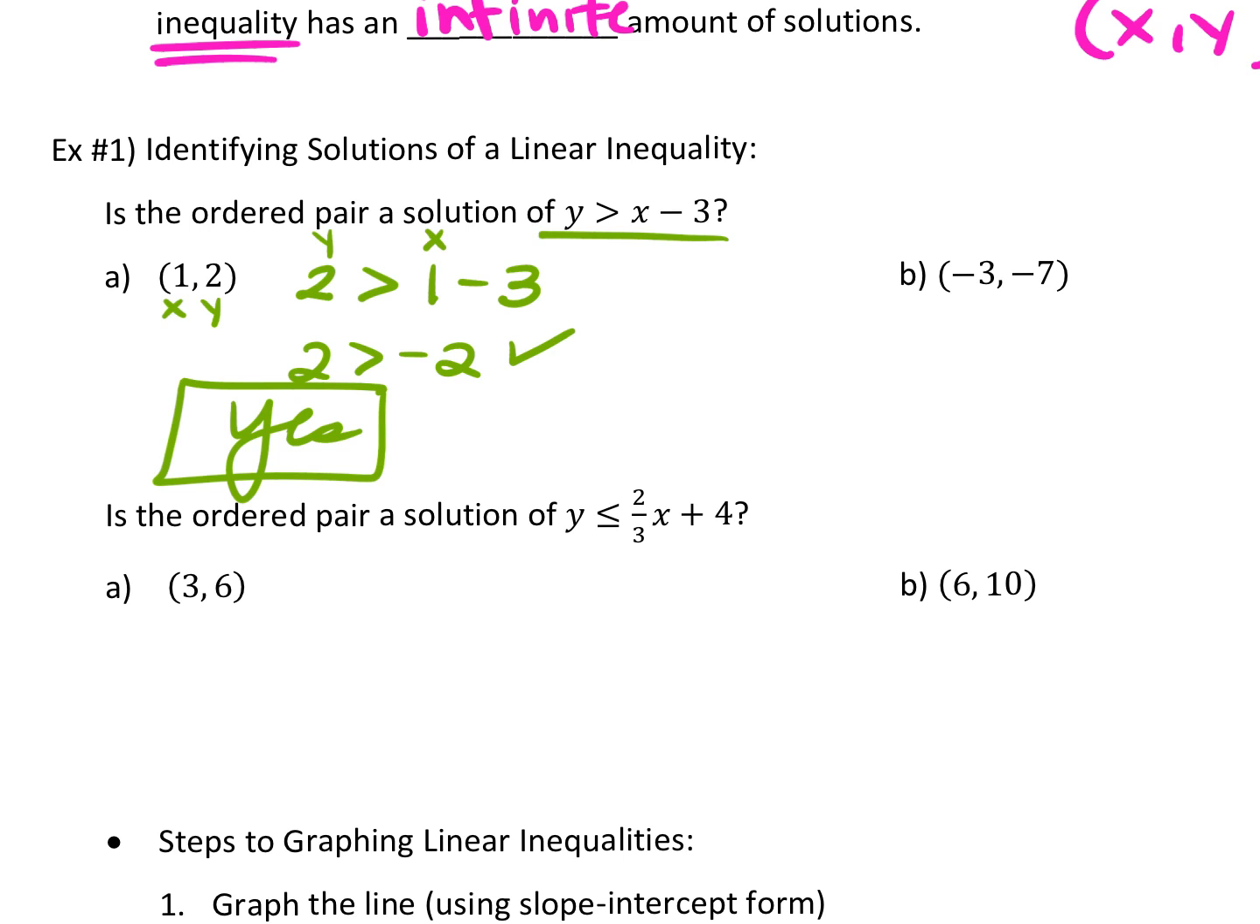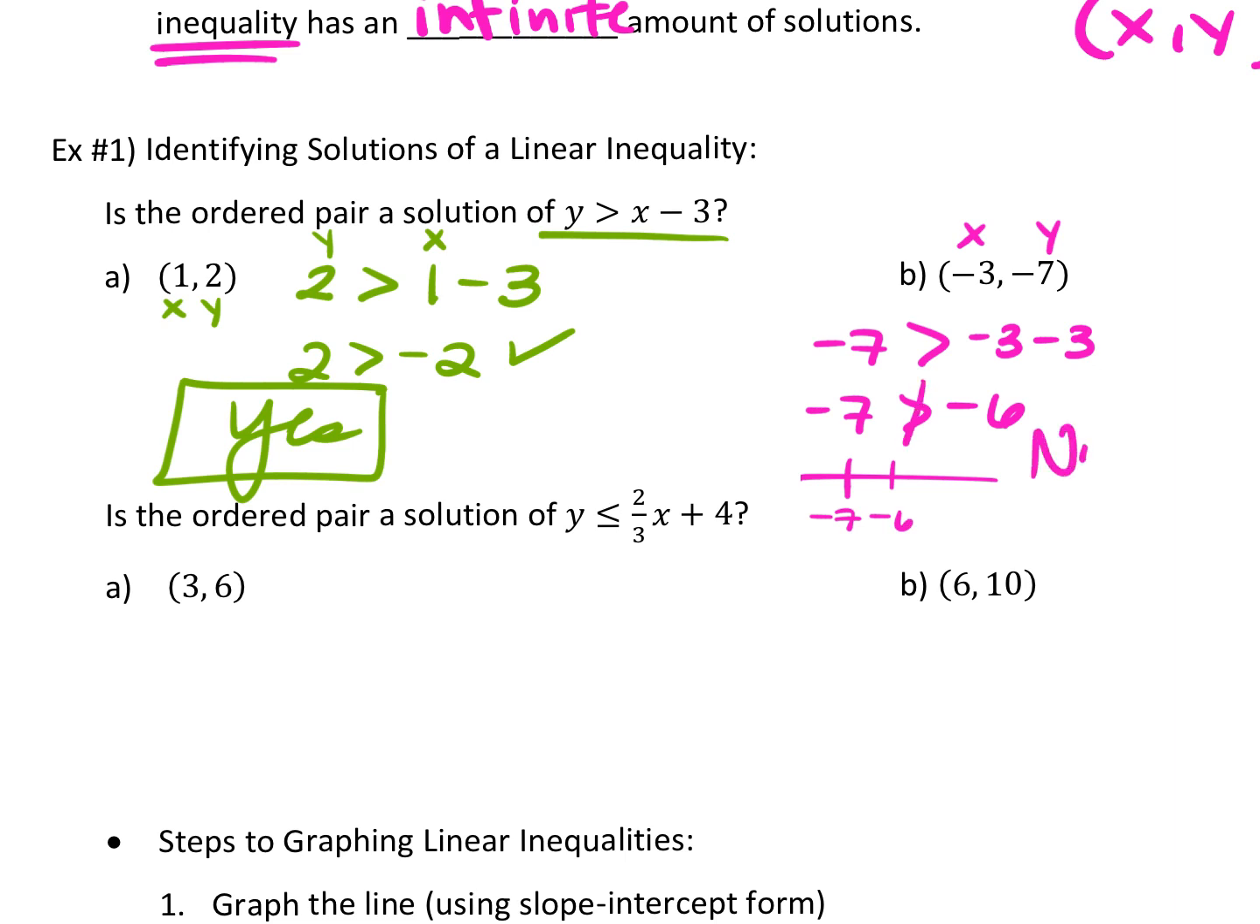Who thinks yes? True inequality. Who thinks no? Not true. Good. So this is your x, this is your y. Negative 7 is greater than negative 3 minus 3. And these negatives can really throw you off, right? Because the number 7 is greater than the number 6, but these are negatives. So you got to flip-flop how you're thinking about it. A negative 7 on a number line is here. A negative 6 is here. Negative 7 is not greater than negative 6. So the answer would be no.